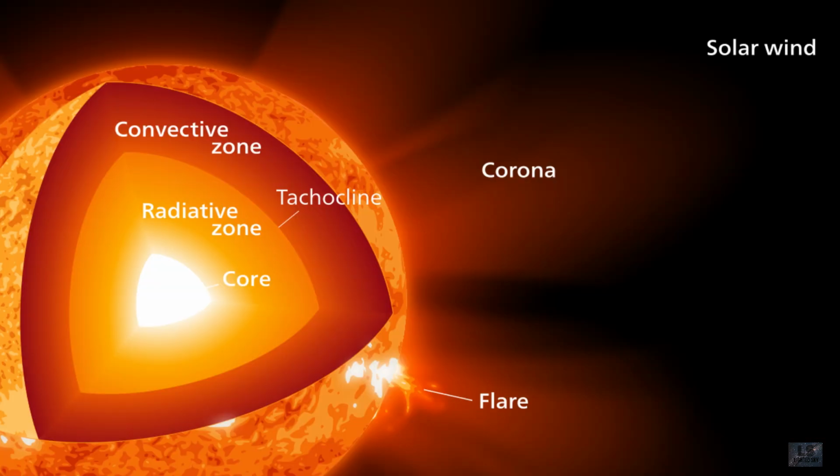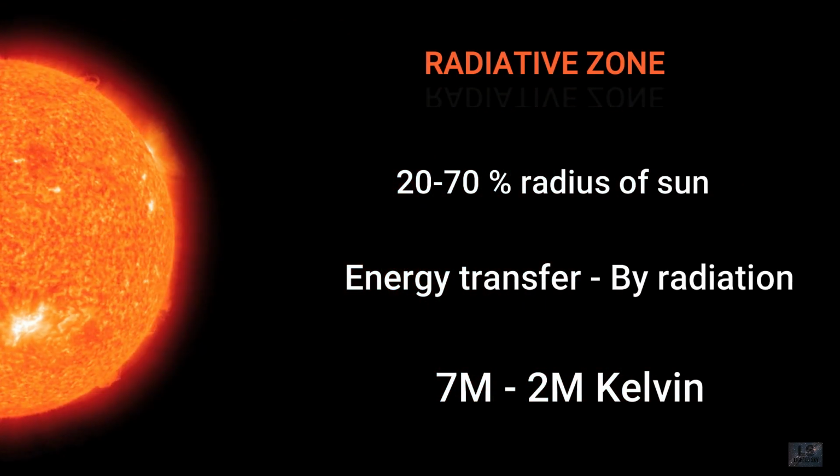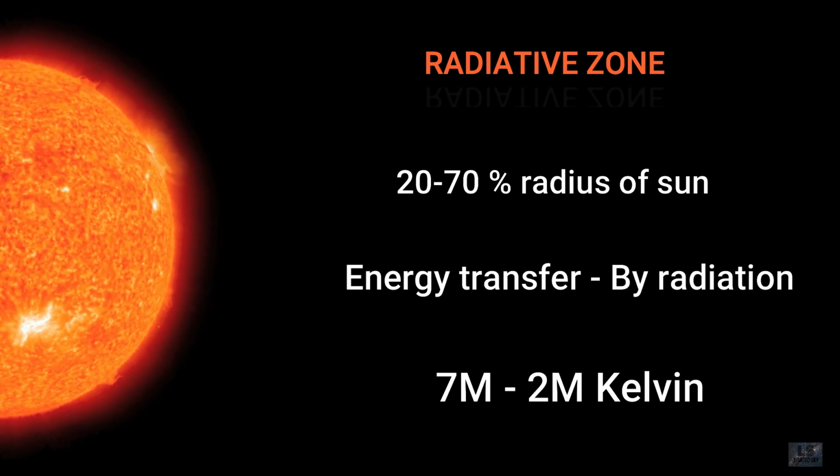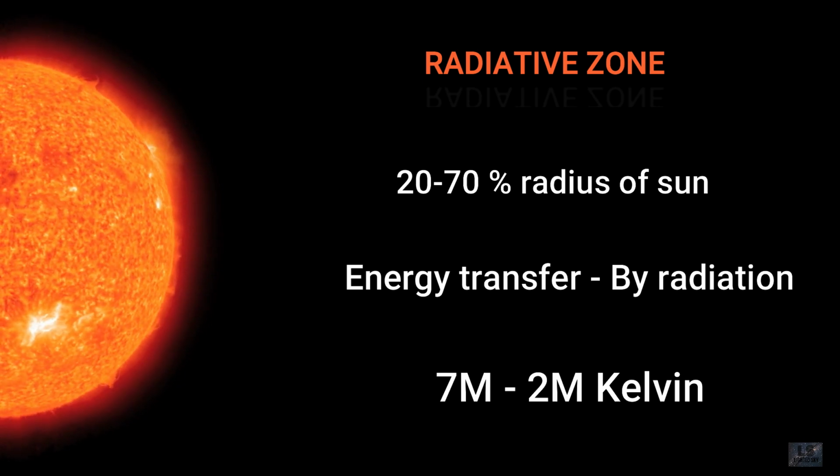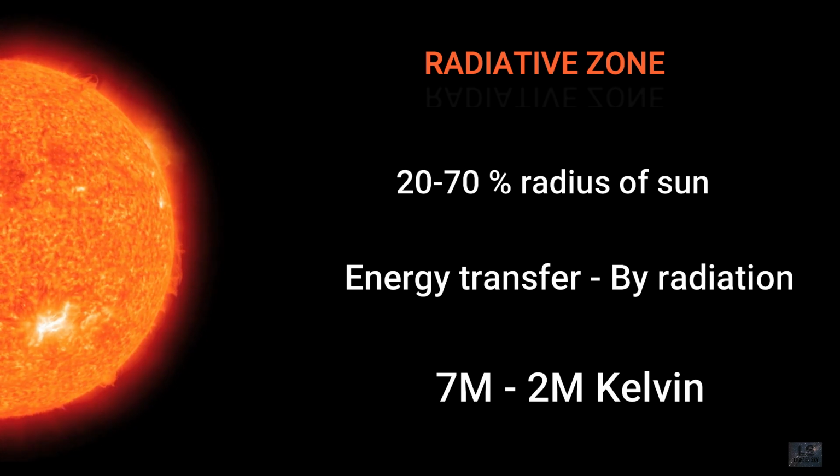Radiative zone. Convection cannot occur until much nearer the surface of the sun. Therefore, between about 20 to 70% of the radius, there is a radiative zone in which energy transfer occurs by means of radiation, that is photons, rather than by convection.